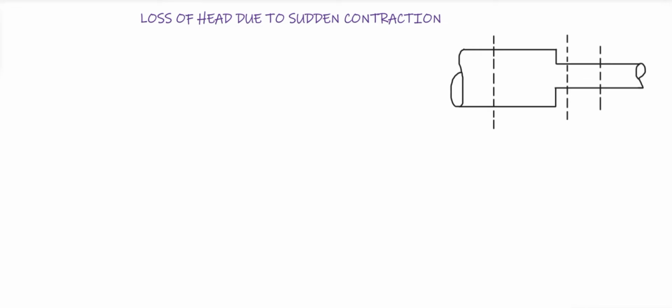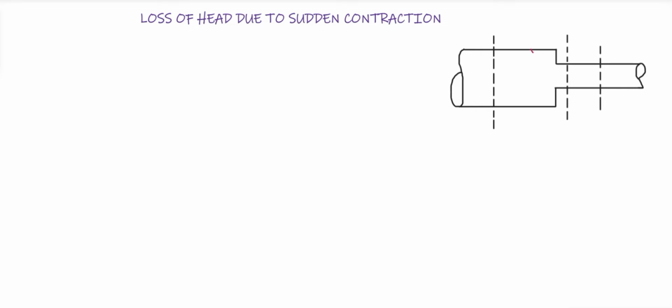In today's video, we will derive the equation for loss of head due to sudden contraction. When there is a sudden contraction, the streamlines converge to a minimum cross section, and that cross section is known as the vena contracta. First of all, let's see this diagram. This is the case of sudden contraction.